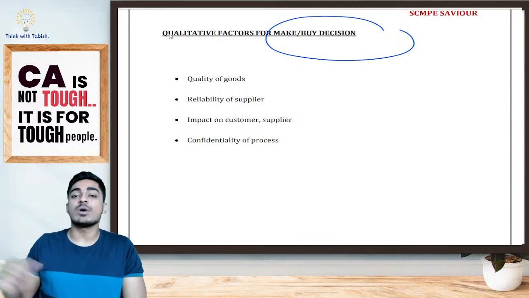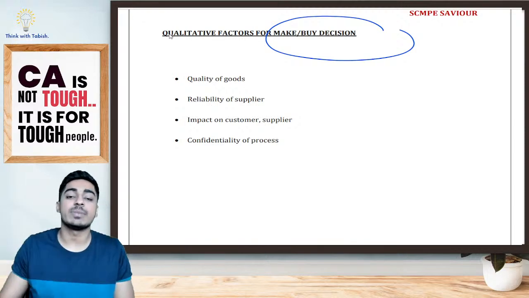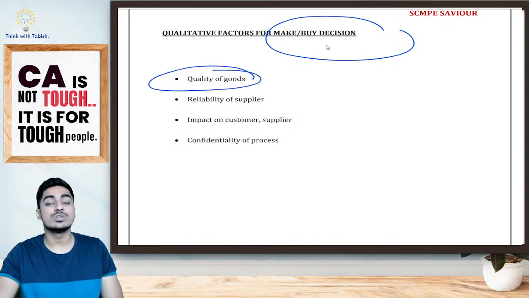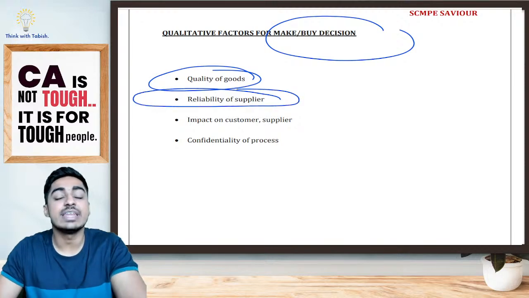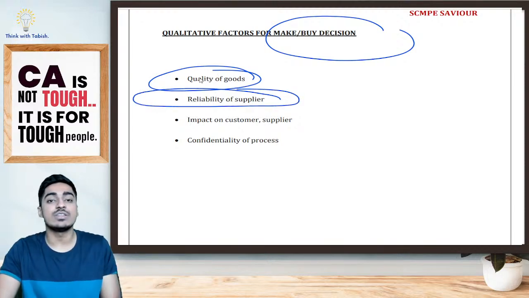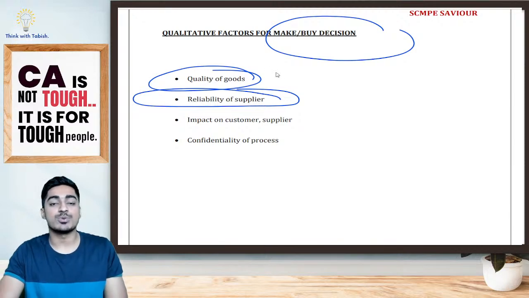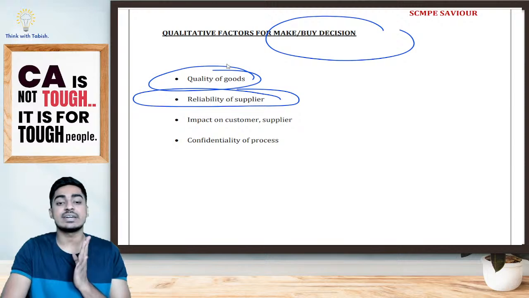If we are outsourcing, what all risks do we have, and what all things do we need to keep in mind? Firstly, we need to ensure that the goods we are getting are of the correct quality. That is the first thing. Second, the supplier should be reliable. Yes, we have agreed that he will provide the goods, but if he is not giving the goods, it will cause problems in the future. So the supplier should be reliable. He should be giving the goods at the correct quality at the correct time.